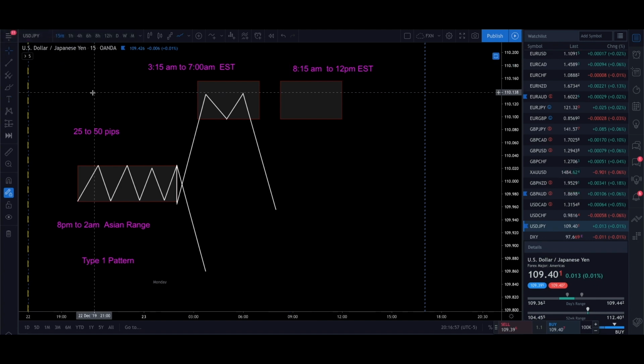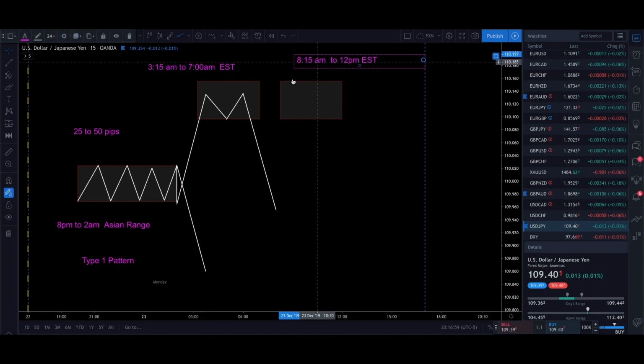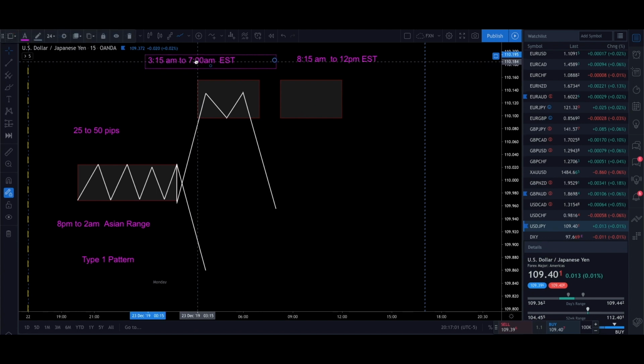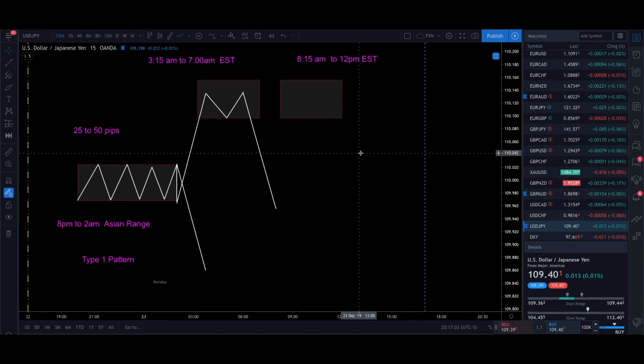Okay, so those are the two boxes, what the two boxes represent, the time frames. The reason why this is important is because we make it pretty simple, guys. Our trading is very, very black and white. Okay, it's either yes or no.